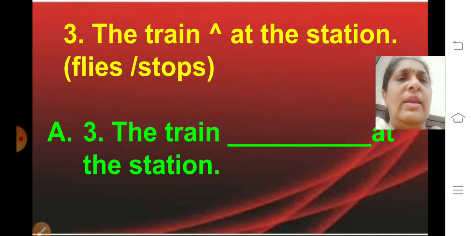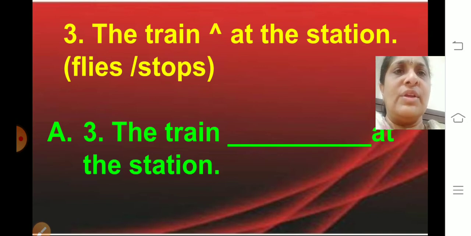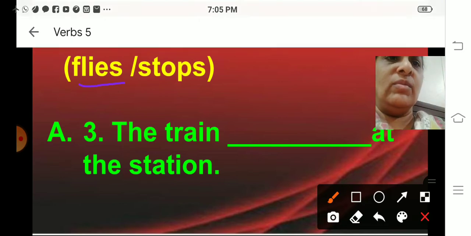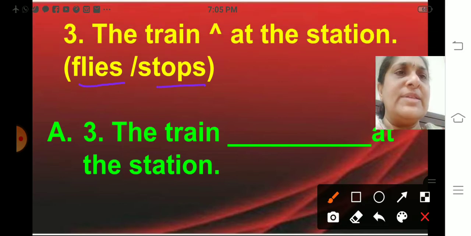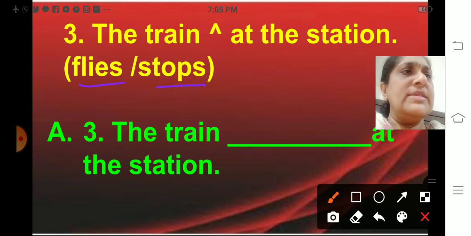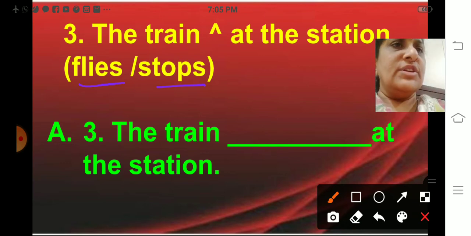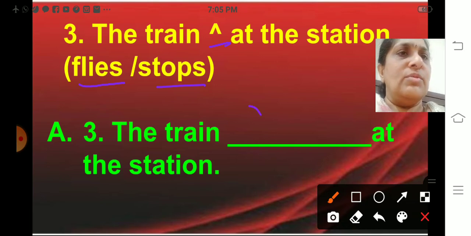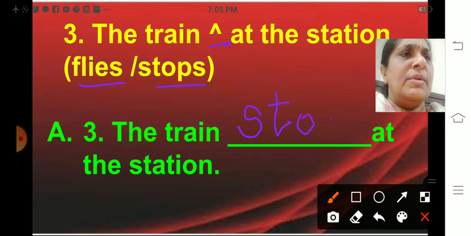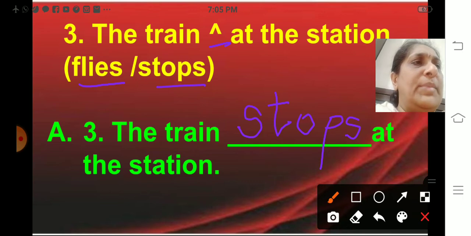The train dash at the station. So which is the correct word that you will write? Flies or stops? Yes, instead of this mark, you will write stops. S-T-O-P-S. Stops. Next.